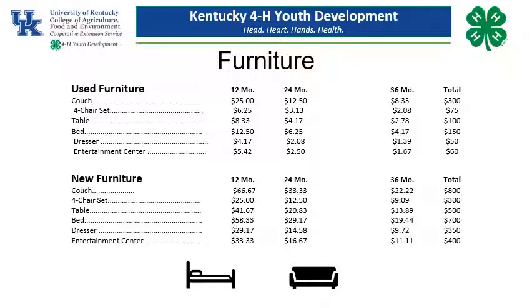The same goes for new furniture, such as a couch. You can pay $800 outright, or you can take that in 12, 24, or 36 monthly payments. Your options to buy furniture are a couch, a 4 table and chair set, a table, a bed, a dresser, or an entertainment center. Pause the video now and decide which options you would like, whether you're going to purchase them in 12, 24, or 36 months, the grand total, or purchase it outright, and deduct that from your checkbook register now.